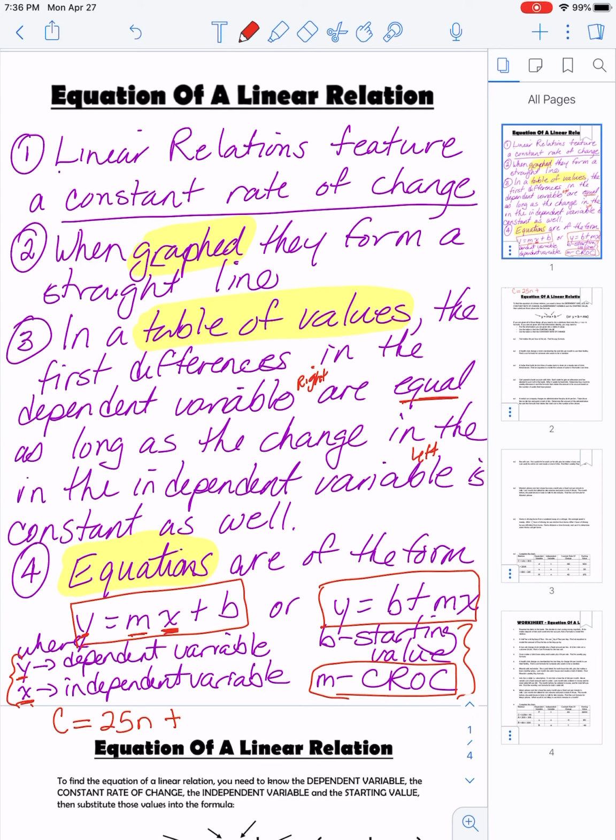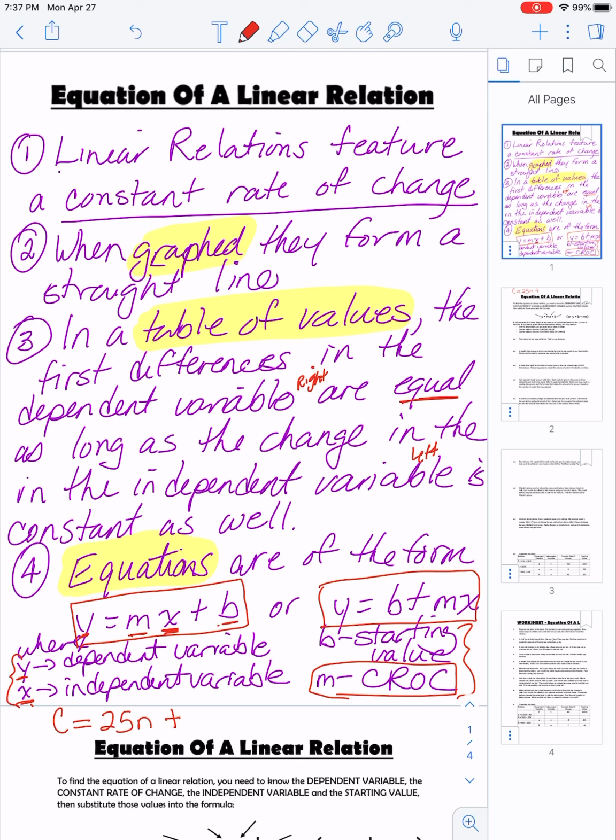Though sometimes you might have a job where you have a base pay. Maybe your base pay is going to be $300. And say you're working in sales, they might pay you $200 per car that you sell. So you get a base pay of $300, that's your starting pay, and then for every car you sell, you get an extra $200. So b is the starting value.